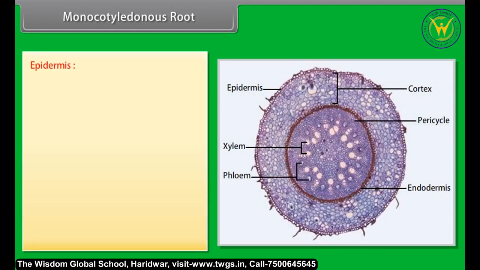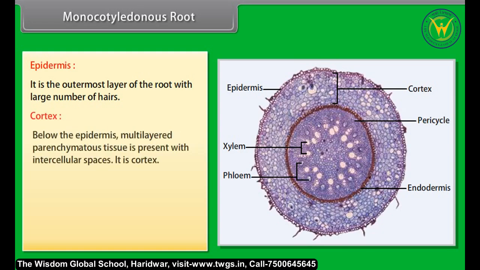Epidermis. It is the outermost layer of the root with a large number of hairs. Cortex. Below the epidermis, multi-layered parenchymatous tissue is present with intercellular spaces. It is the cortex.